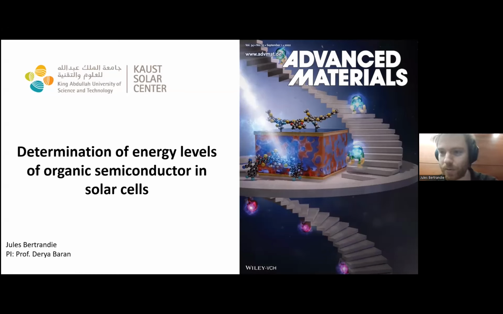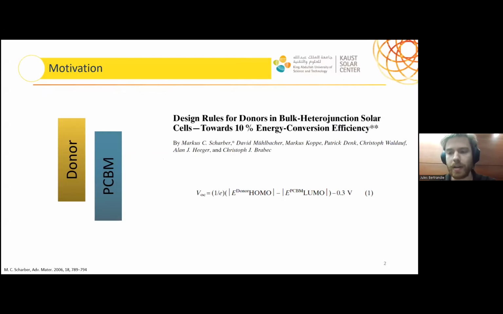Today I'm going to present determination of energetics of organic semiconductors, mostly focusing on organic solar cells. Why is energetics important? Well, your device parameters will depend on your material properties, and one of them is energetics.